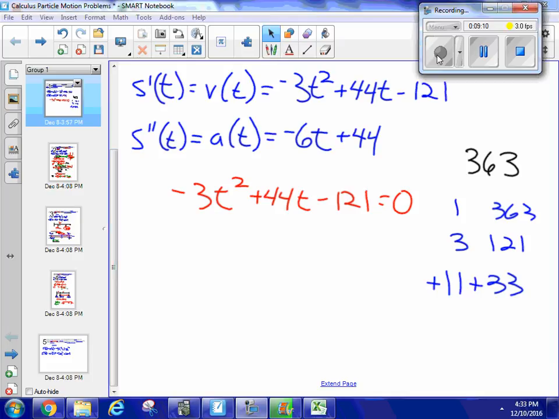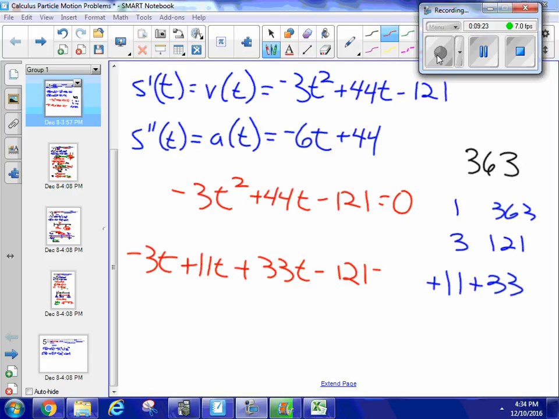to get me 44. So I'm going to change this to -3t² plus 11t plus 33t minus 121 equals 0. All I've done is I've just changed my 44t into 11t plus 33t. And now I'm going to group. So I'm going to group that, and I'm going to group that. And of course, I can't forget my squared over here.